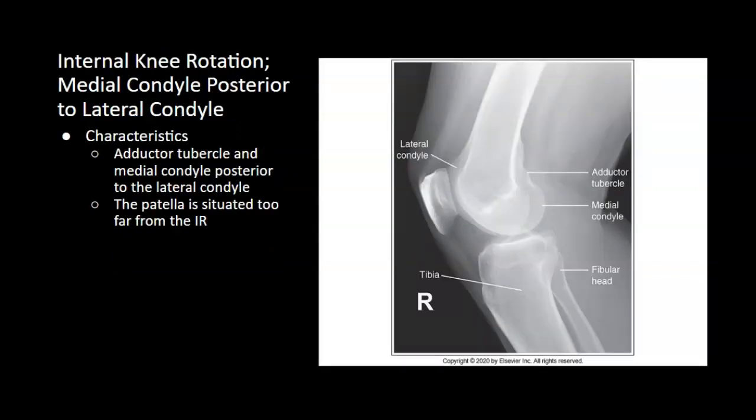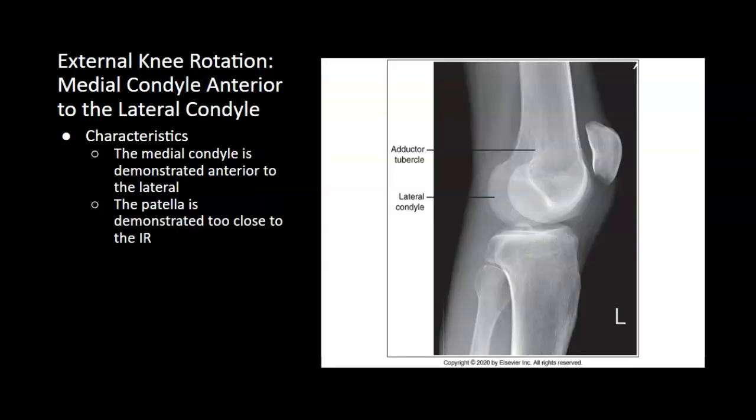When looking at rotation, we're going to recall looking for that adductor tubercle. When you identify that adductor tubercle, you are identifying the medial condyle. When the medial condyle is demonstrated posterior to the lateral condyle, that means we're excessively internally rotated. We may have to increase external rotation to get a true lateral projection.